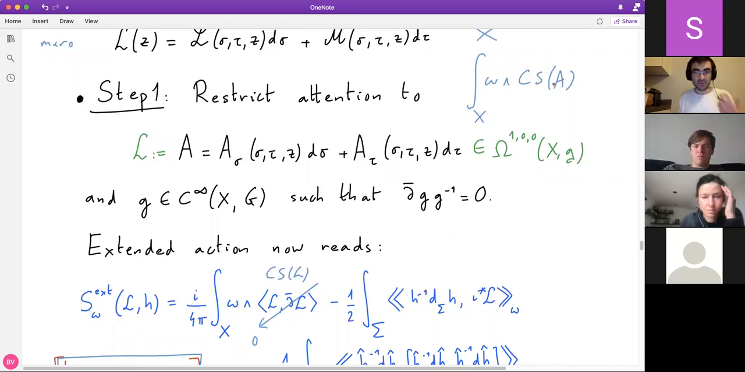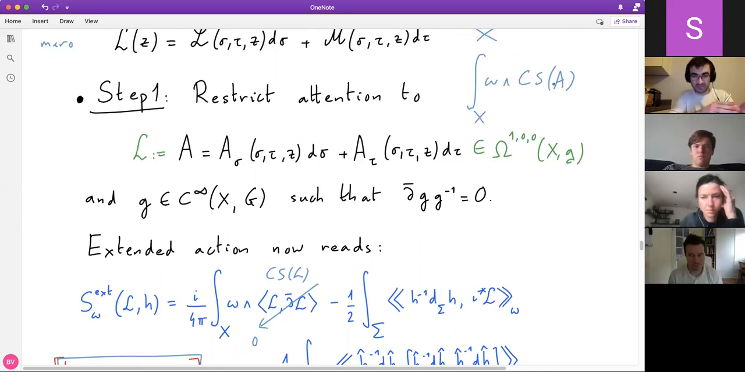Remember that in the homotopy pullback, the connection A is connected to the edge mode. So what you want to do, this last step, is to solve the constraint which relates the bulk field A to the edge mode, to express the bulk field A entirely in terms of the edge mode. This is what you expect from a field theory. In a field theory, the Lax connection is built entirely from the fields of the theory. It doesn't have any other spurious degrees of freedom.